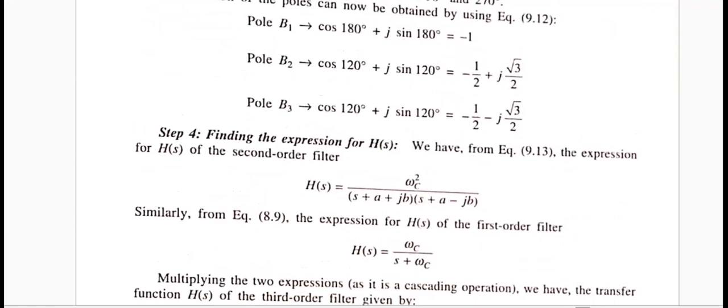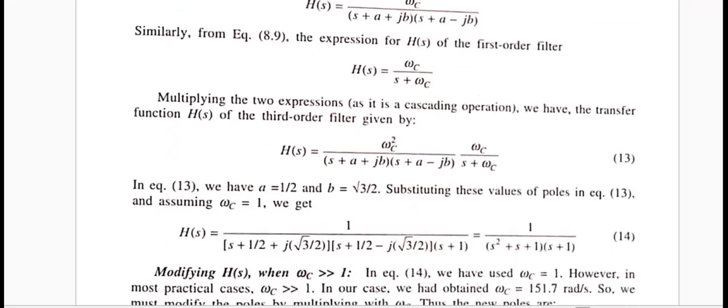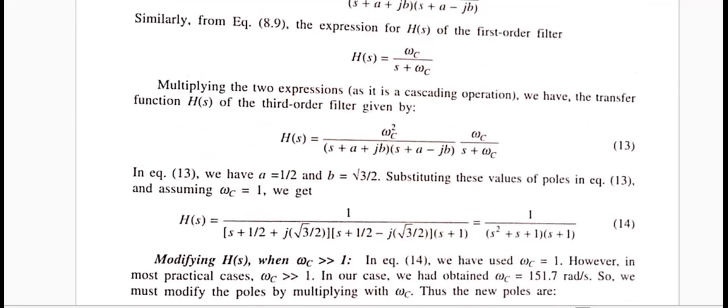As we know that n is equal to 3. So how to find the third order filter? Of course, we can cascade a second order filter with the first order filter. So this expression, we have already derived, is the general expression for the second order filter, and this is the general expression for the first order filter. Now we can cascade those for the first order and the second order filter.